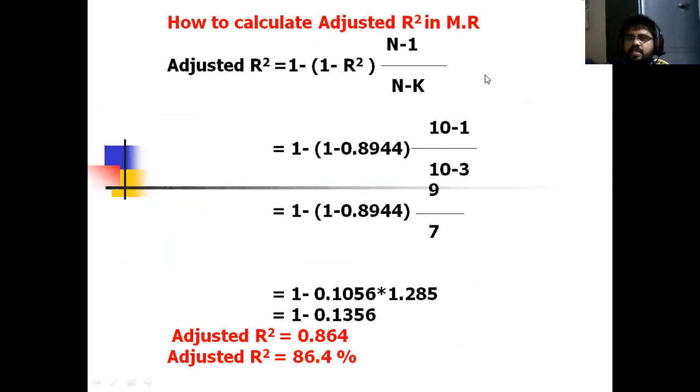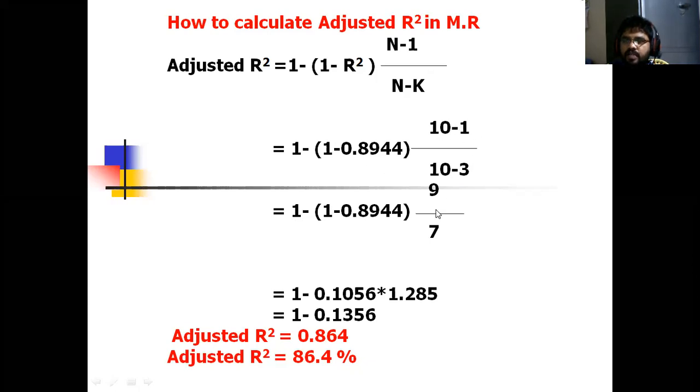Okay, the next one, how to calculate the adjusted R square in multiple regression. Same formula, but we need to use the R square of the multiple regression, that is 0.8944. So here n minus 1 is 10 minus 1, and n minus k is the number of variables, three. So 10 minus 1 is 9, 10 minus 3 is 7, 9 by 7.